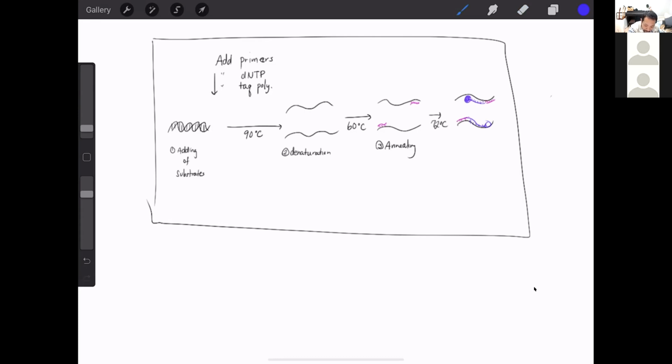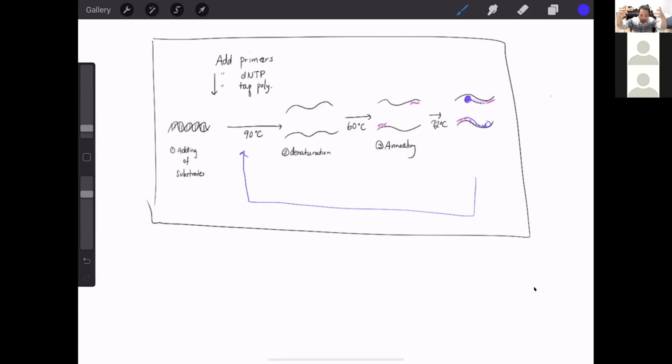Now, here's the thing. All you have to do is to do this one more time. Because if you do this, then the 2 strands will split, and then it will anneal, and then we'll copy. Now you have 4. Now you run it back up to 90 degrees, they'll split again, and then they'll anneal, and then they'll copy.